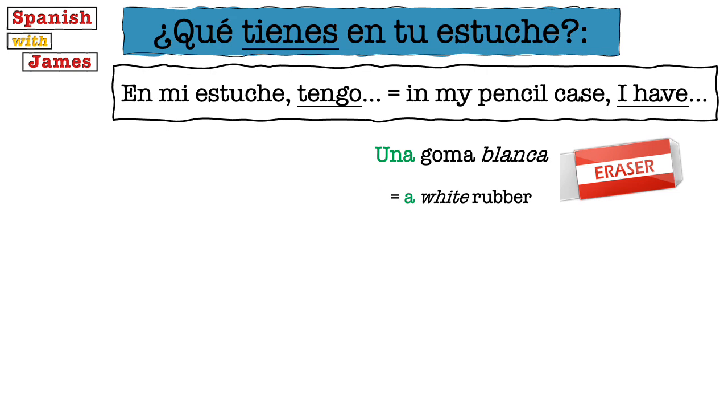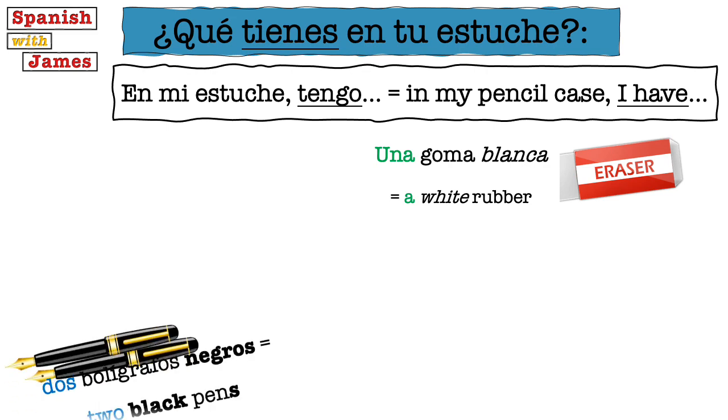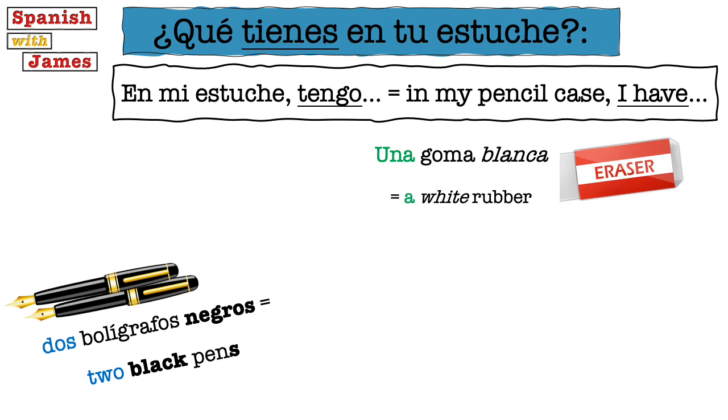So let's have a look at this again, and this time I'm going to make some changes. So we've still got una goma blanca. En mi estuche tengo dos bolígrafos negros. Two black pens. So because there's now two of them, I have to make the noun plural. So bolígrafo goes to bolígrafos with an S on the end. And then the word for black also has to reflect this change. So it goes from negro to negros.